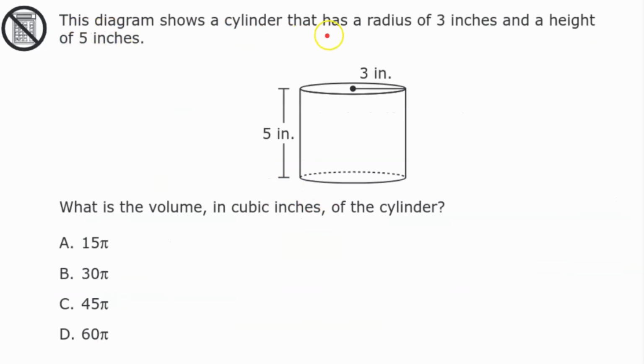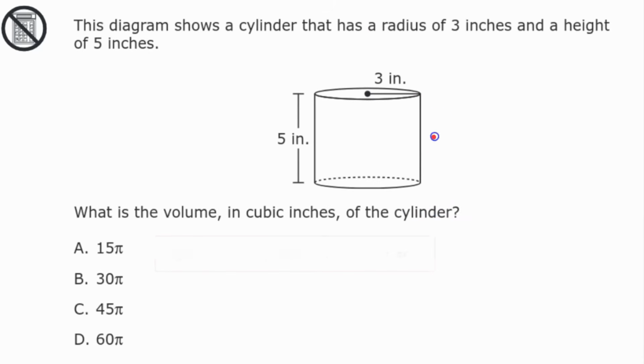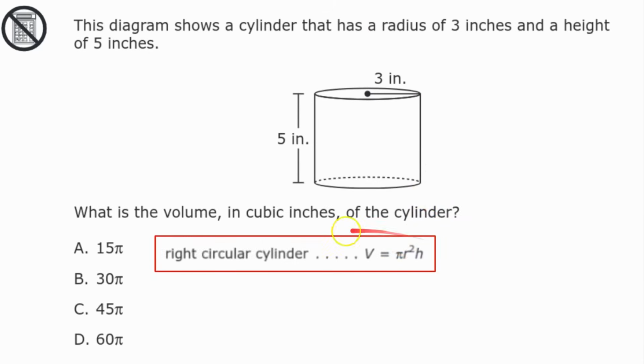This diagram shows a cylinder that has a radius of 3 inches and a height of 5 inches. What is the volume in cubic inches of the cylinder? Go ahead and pause and come back when you're ready. Welcome back. I'm going to start with my volume formula, and that is volume equals pi r squared h. So the area of my base, which is a circle, pi r squared, times the height of the cylinder.